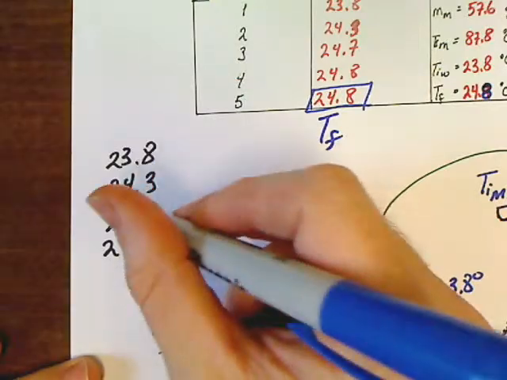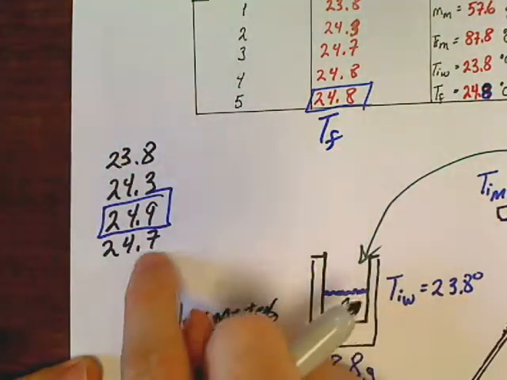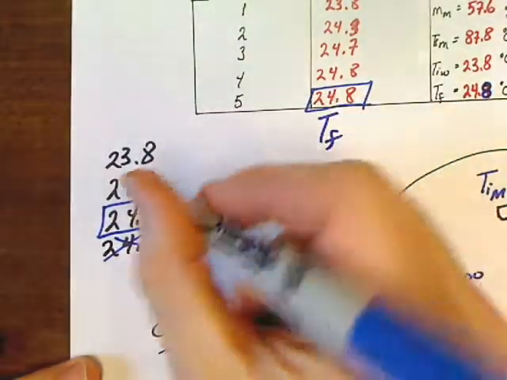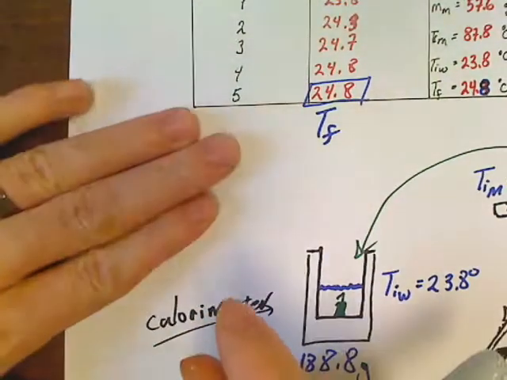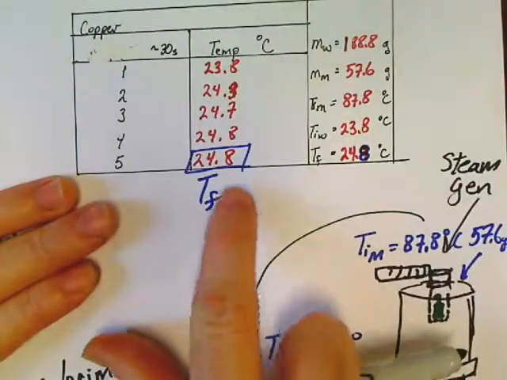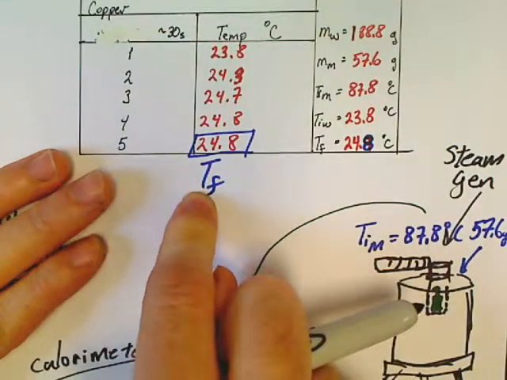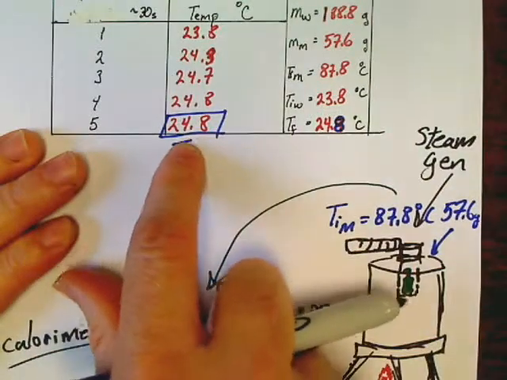Because here's the thing, sometimes that calorimeter will cool off. That biggest number, if it starts to fall, I'm not interested in it. I want that number. That would be my temperature final if that's what my data looked like. But anyway, my data don't look like that. Mine looks like this. All right, so now I've got my temperature final, and that's going to be right here, 24.8 degrees.